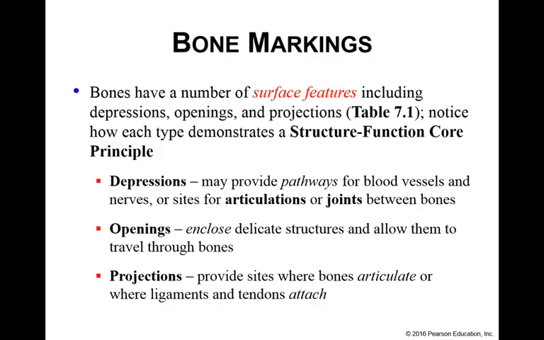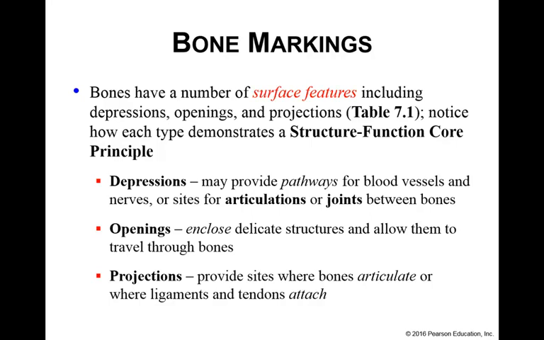Bones have a lot of surface features. Some of these are depressions, openings, projections. There is a table in your textbook, 7.1, and it gives all the numerous surface features of bones, and all of these demonstrate that structure function core principle that we discussed in Chapter 1. For example, depressions provide a pathway for blood vessels and nerves. They could also be a place for joints, which are articulations between bones.